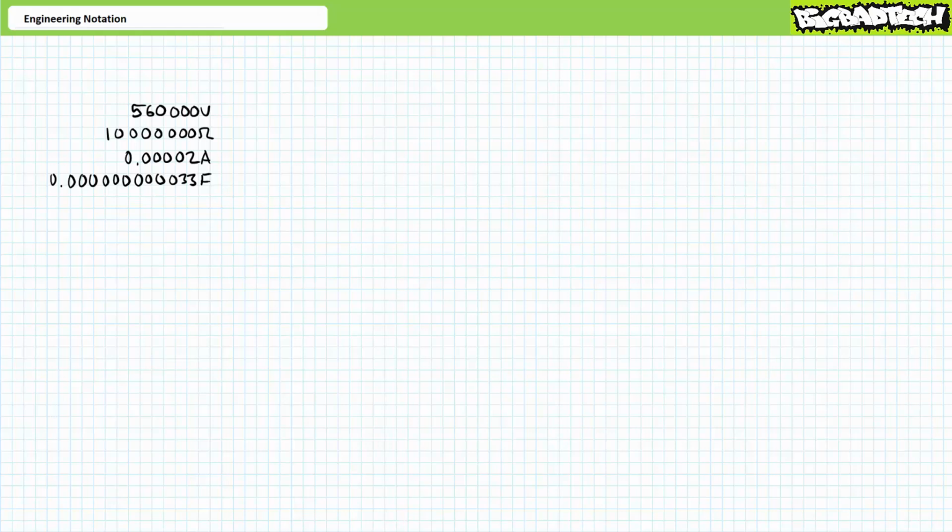Today's topic of discussion is engineering notation. Our objective is to learn to employ engineering notation in an effort to make unusually large or unusually small numbers easier to write, read, and most importantly, conceptualize.